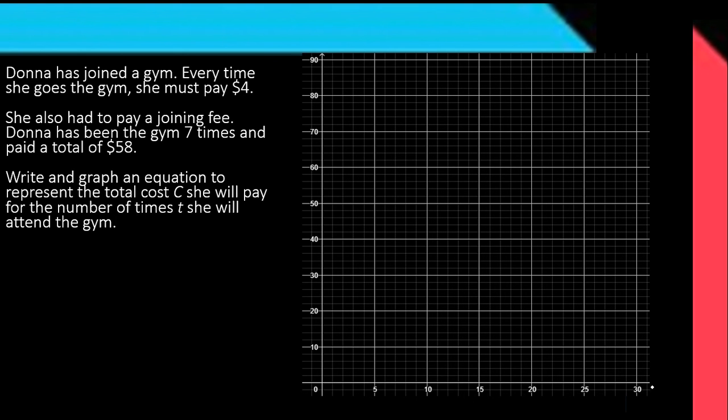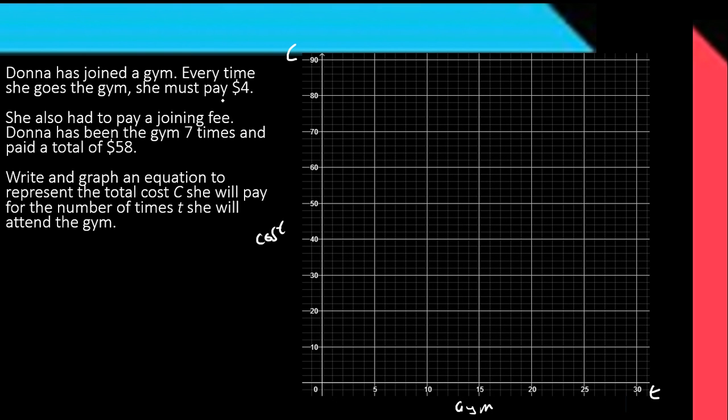So what I'm going to do is call the usual x-axis T, and I'm going to put the y-axis as C for cost. So the bottom is going to be the number of times she goes to the gym, and up the side is going to be the cost.